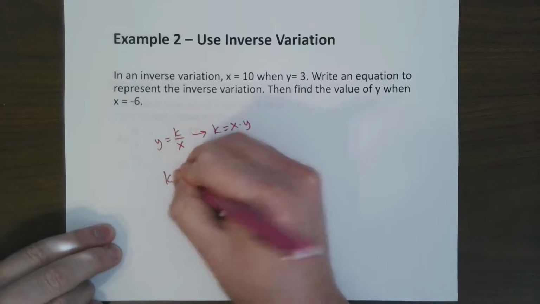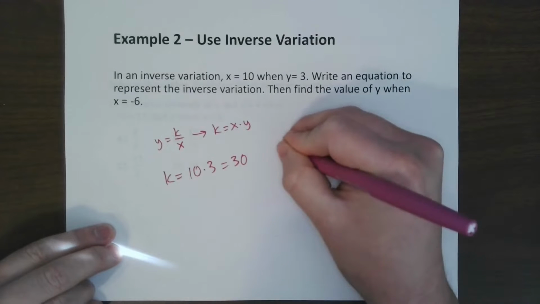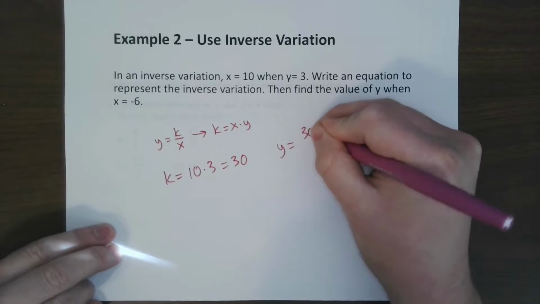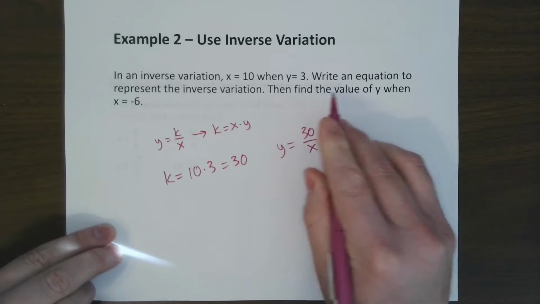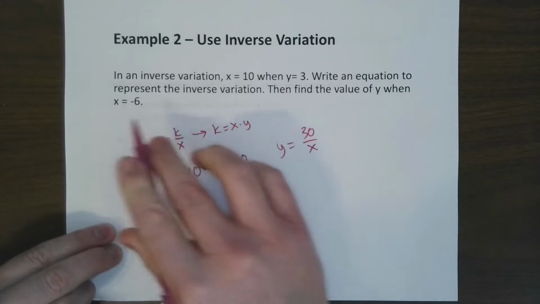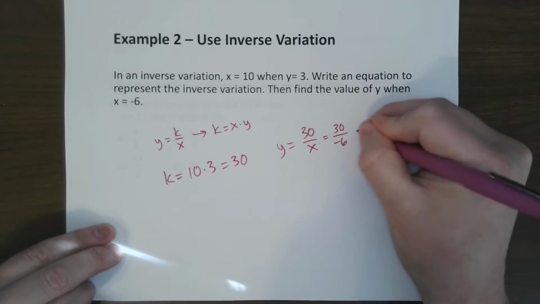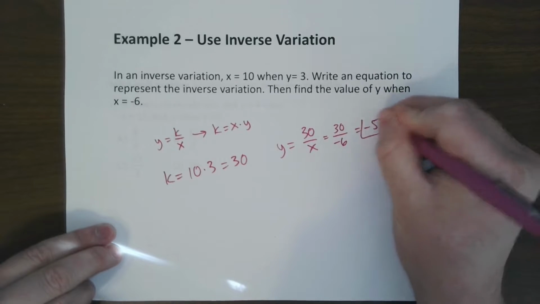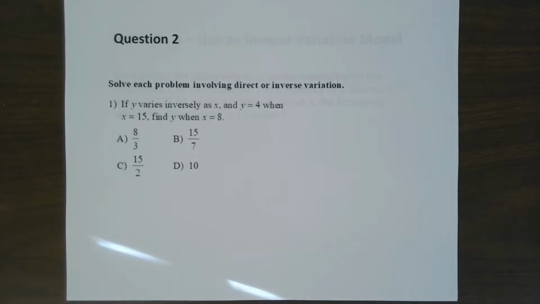So k equals 10 times 3, which is 30. So that gives us an equation of y equals 30 over x. Now we can use this to find values. Then find the value of y when x is negative 6. So 30 over negative 6 is negative 5. And we're done. Go ahead and try this problem.